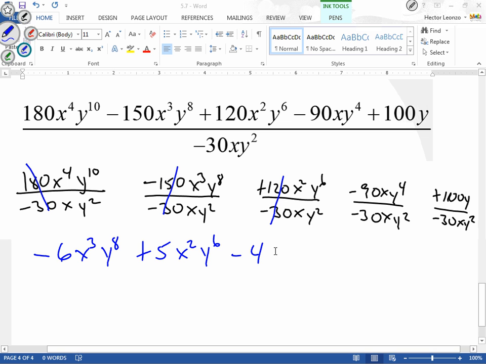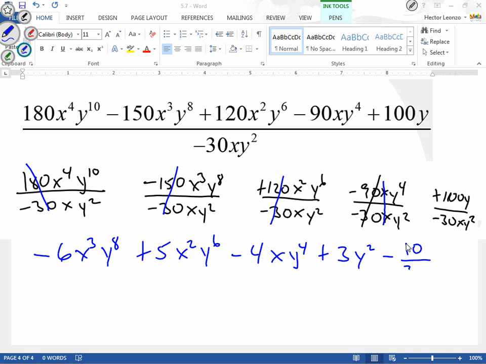When it comes to x, I have x to the 1 and y to the 4th. Now here, negative 90 divided by negative 30, that should give me positive 3. When it comes to letters, x and x basically cancel out. I subtract the exponents and get 0, so they cancel out. When it comes to y's, I get y to the second. Lastly, my numbers here, 100 divided by negative 30, it's going to give me a negative, but at least simplify your fraction. That's 10 over 3. Right? I cannot do any better.